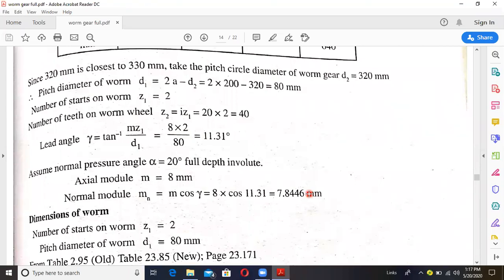This is the first step. Any doubt in this step? If you made any mistake in calculation of this, in the remaining procedure you will get the wrong answer.